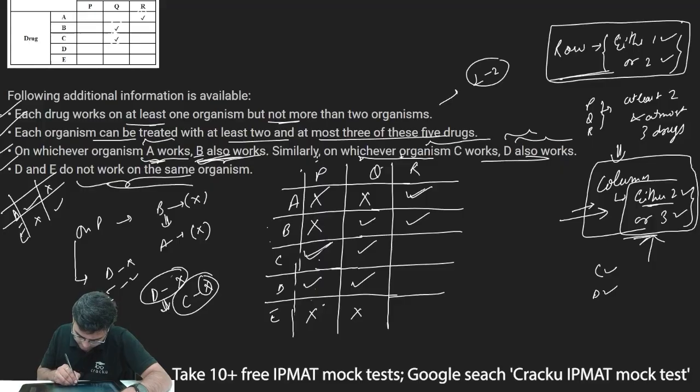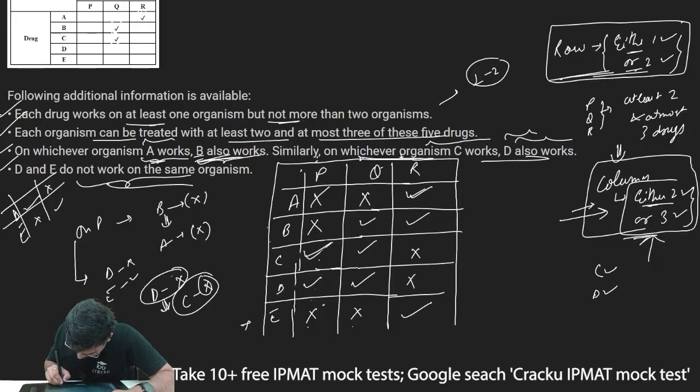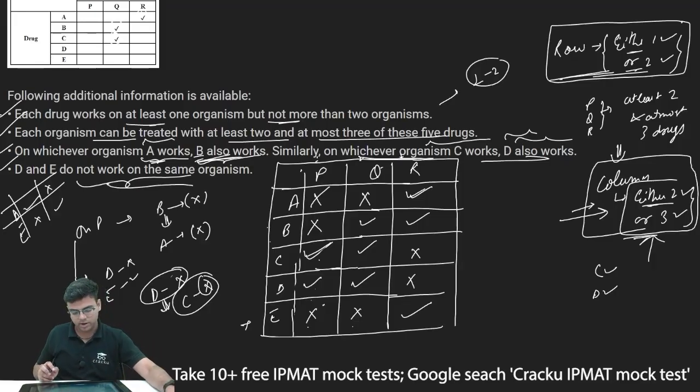Now if this is a tick, this is a tick, this is a tick, this is a tick, we can have in each row either 1 or 2 ticks. Now there are already 2 ticks, so this will be a cross, this will be a cross. And for E, if I said there is either 1 or 2 ticks, so this will be a tick, because there are already 2 crosses. So for E it will be a tick. So this is our final table. This is our final table for A, B, C, D, E, P, Q and R. Now let's look at each question one by one.